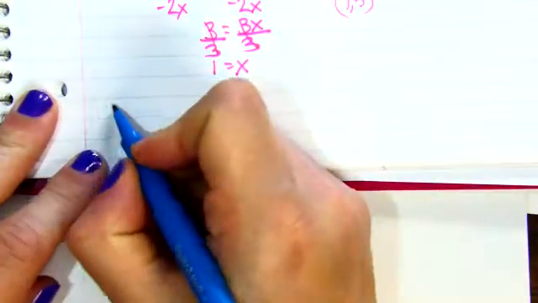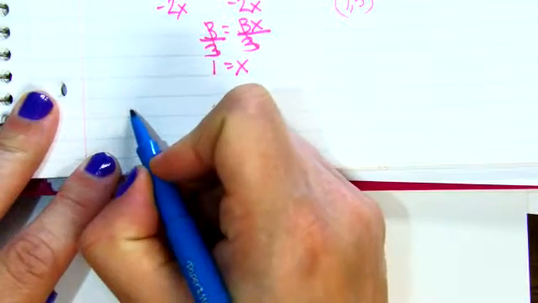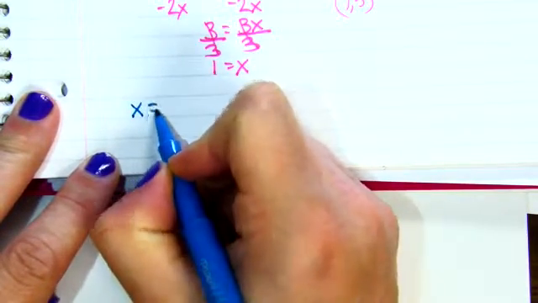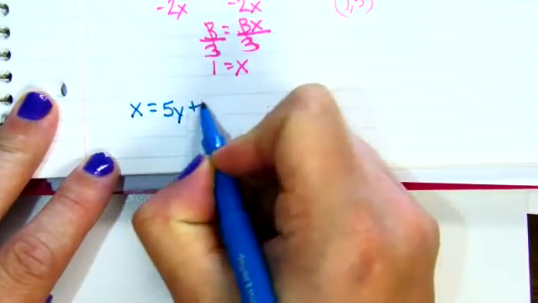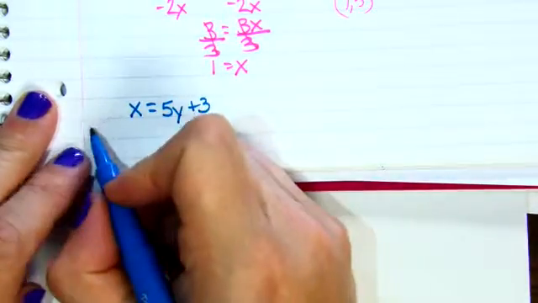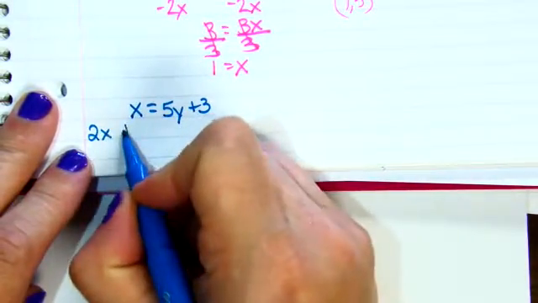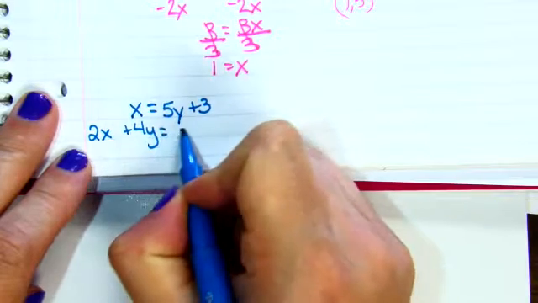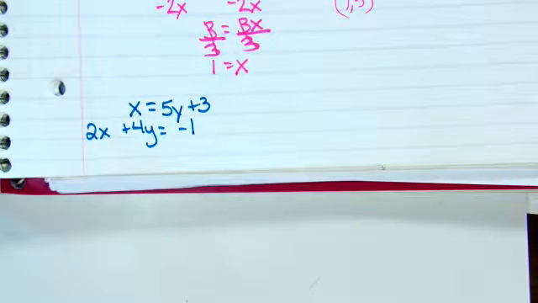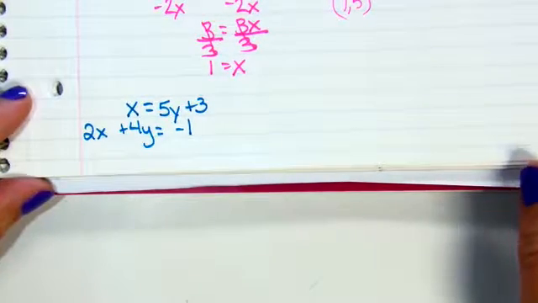So, try this. It looks just a tiny bit different, but you use the exact same method. x equals 5y plus 3, and 2x plus 4y equals negative 1. So go ahead and try that one on your own. When you're done, you can play the video again, and we will check your answer.